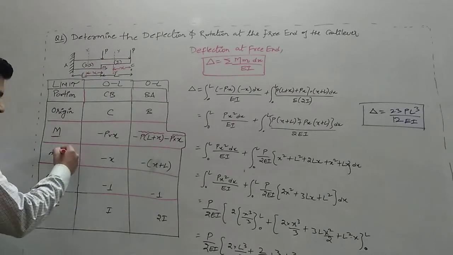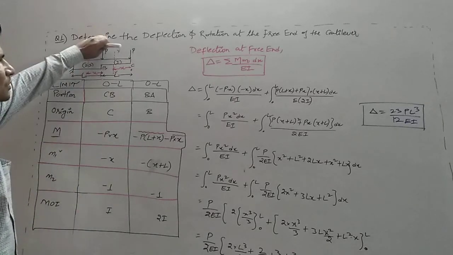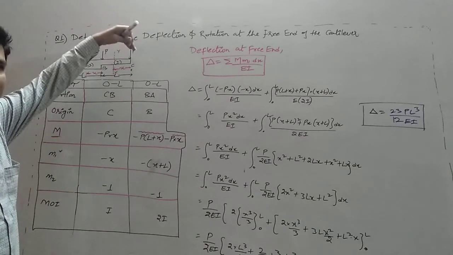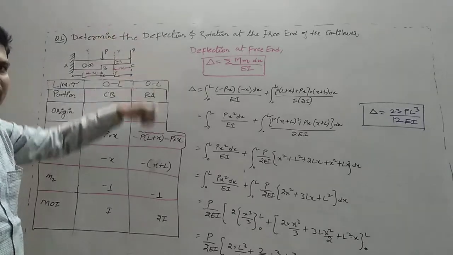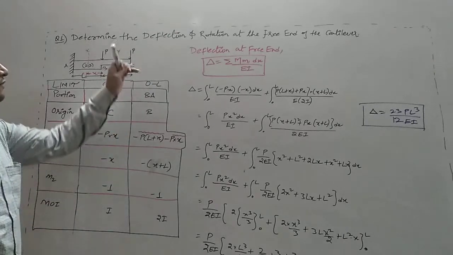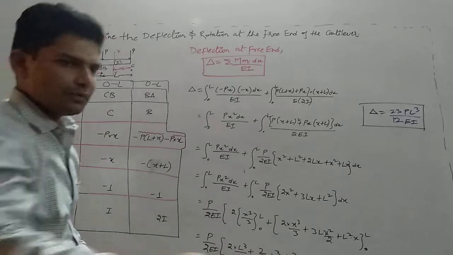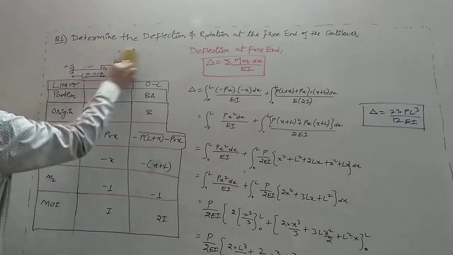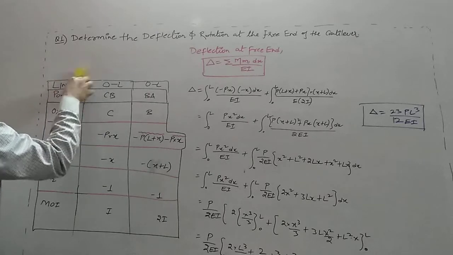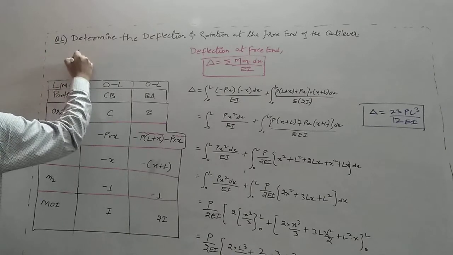Now for consideration of this m1 value, what we need to do is remove these loads and apply a unit vertical load at the point where the deflection is required. We are interested in finding the deflection at the C point, so we remove these loads and apply a unit vertical load at the C point. So let me rub it. This was your question.